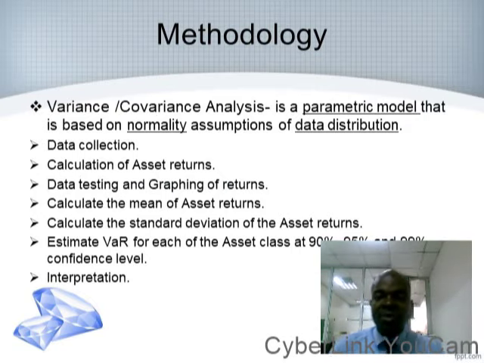The variance and covariance analysis is a parametric model that is based on normality assumptions of data distribution. The various steps involved include data collection, calculation of asset returns, data testing and graphing of returns, mean of returns, calculation of standard deviation of asset returns, and we estimate VaR for each asset class at different confidence levels, 90, 95, and 99. Then we'll interpret our results.